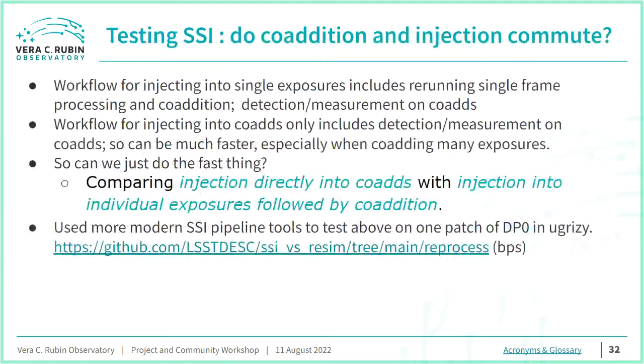All right. The second thing I wanted to talk about was this question of does co-addition and source injection commute? Can you inject directly into the coadd, or should you inject into the single exposures and then coadd those? It'd be nice if we can inject straight into the coadds, because then we can skip part of the processing, recreating coadds of all the injected objects.